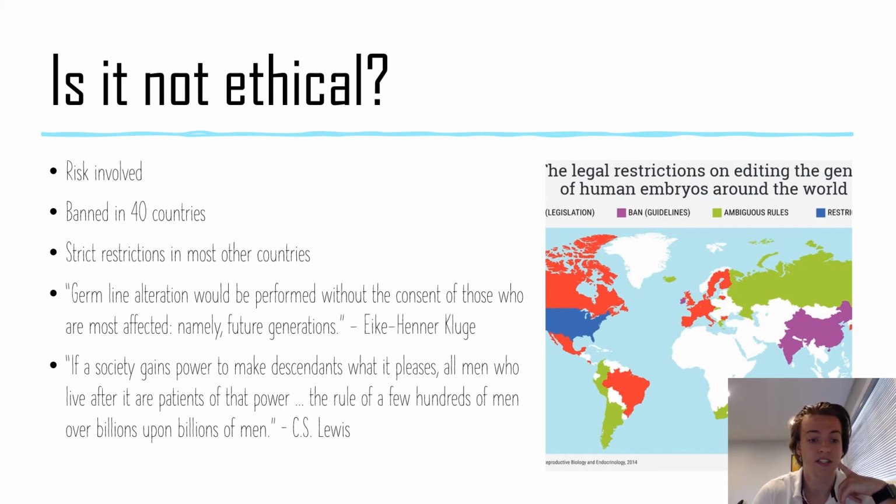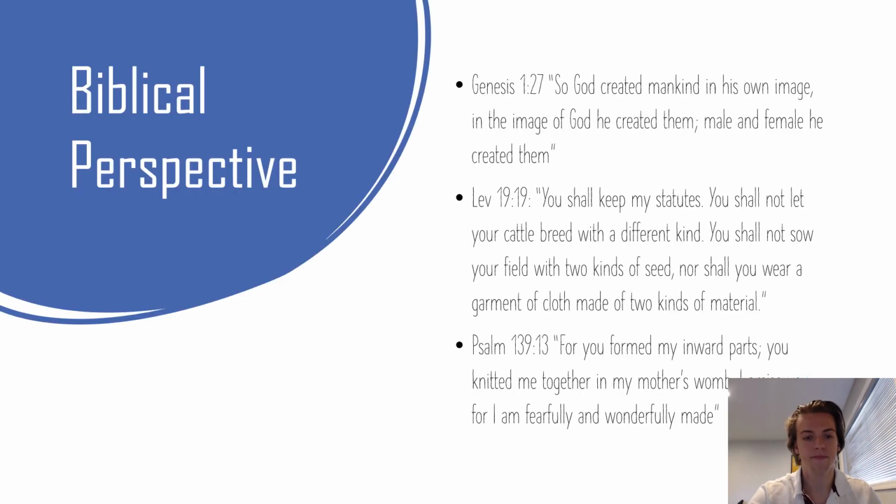And another quote by C.S. Lewis, great author: "If a society gains power to make descendants what it pleases, all men who live after it are patients of that power, the rule of a few hundred men over billions upon billions of men." So basically he's saying that if we as a society today get to say how tomorrow's society is going to live and be and look like, then they're just submitting to us, basically. So again, something to think about.